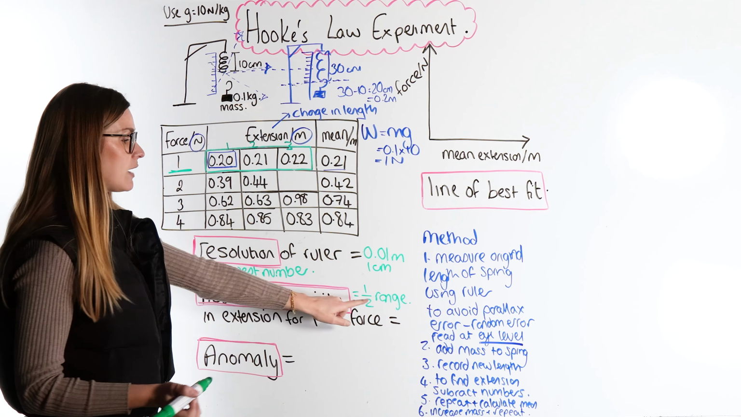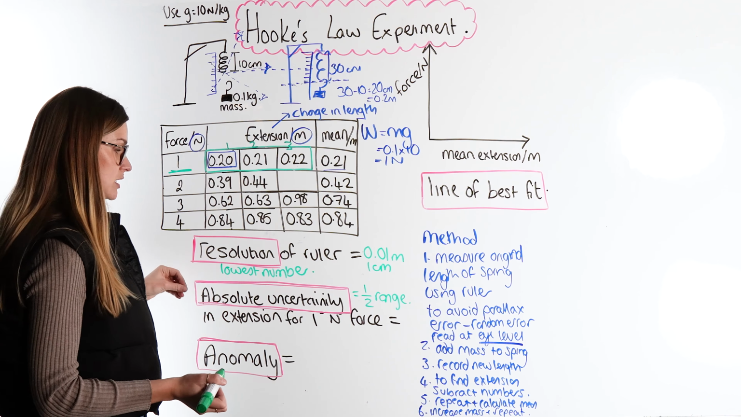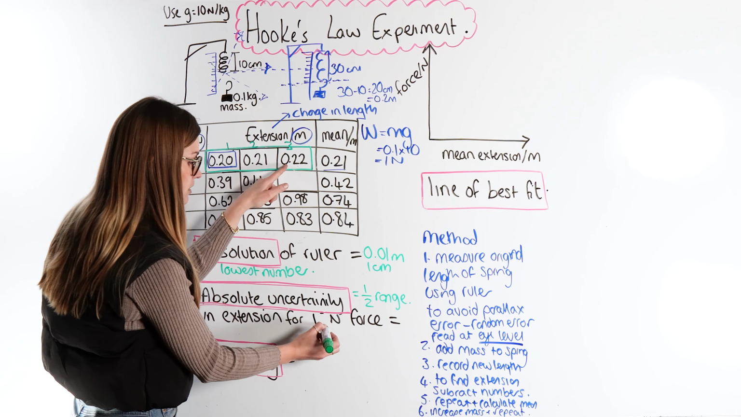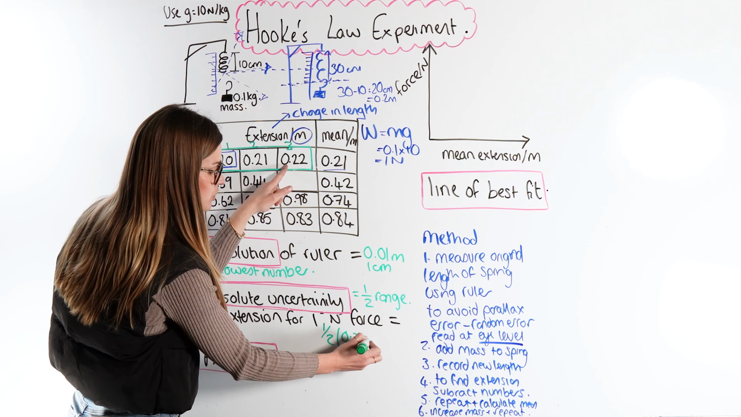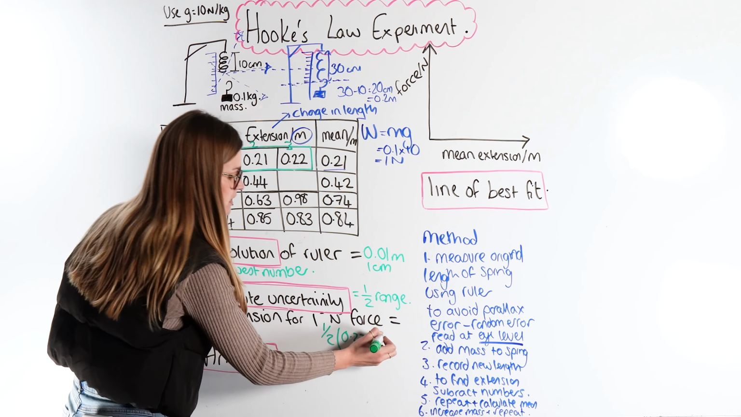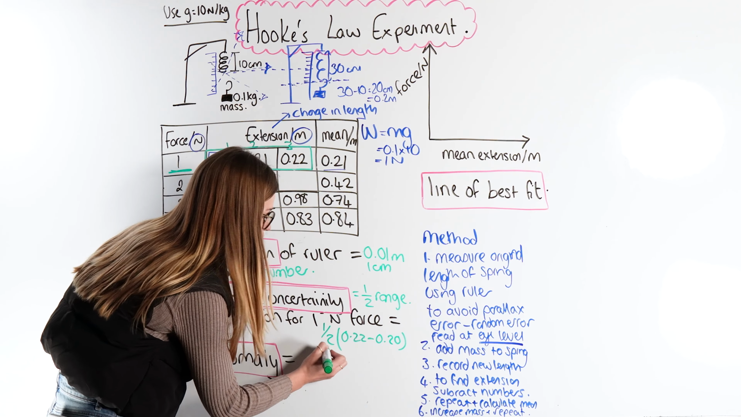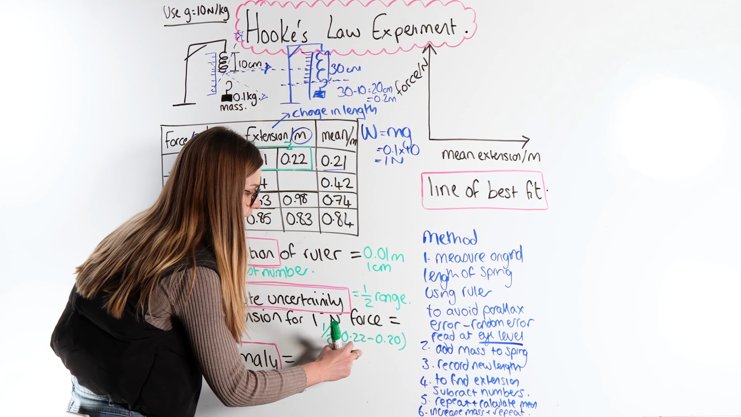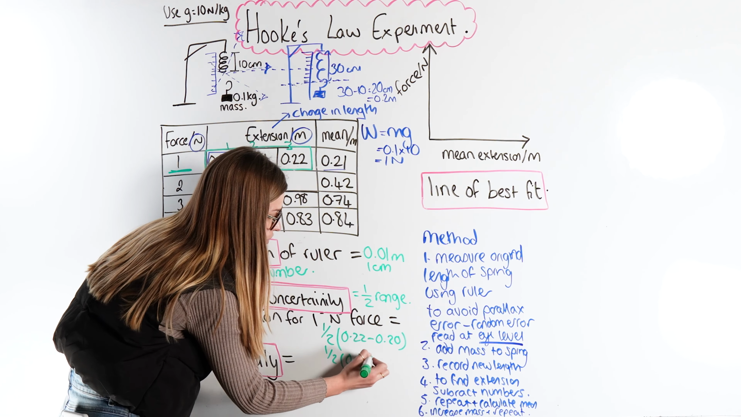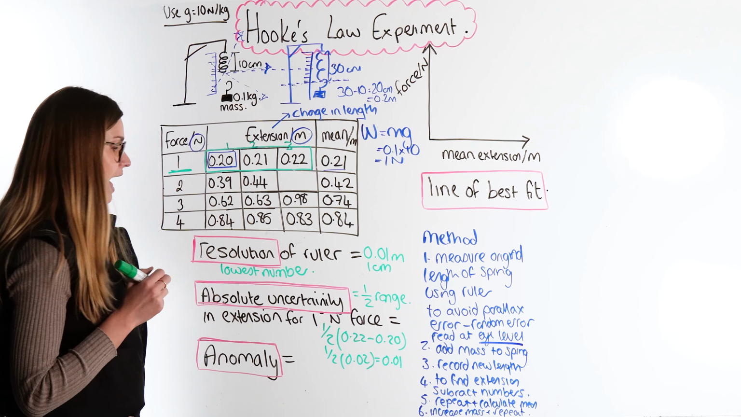Now I want to do half the range. The range is always the biggest number take away the smallest number. So the biggest number here is 0.22, take away the smallest number, which is 0.20. So I want to do a half of that range. So what I'm doing is half of 0.22 take away 0.20, and that's going to end up with 0.02. So what I end up with is 0.01. That is my absolute uncertainty.